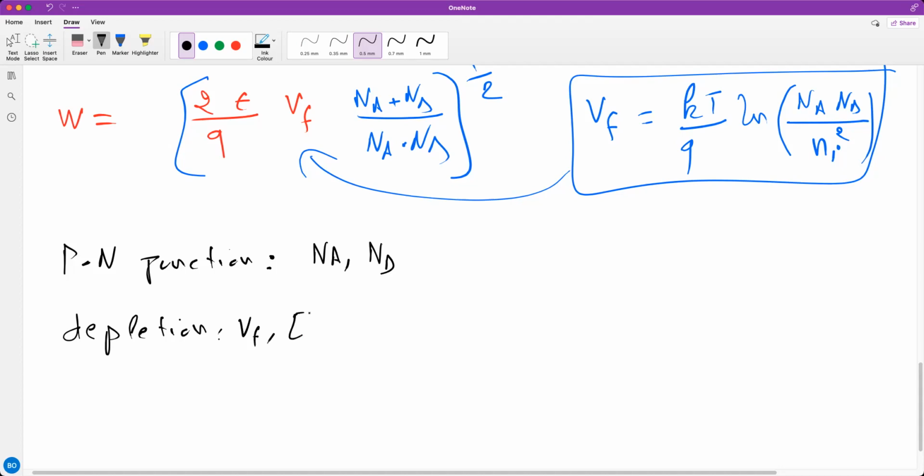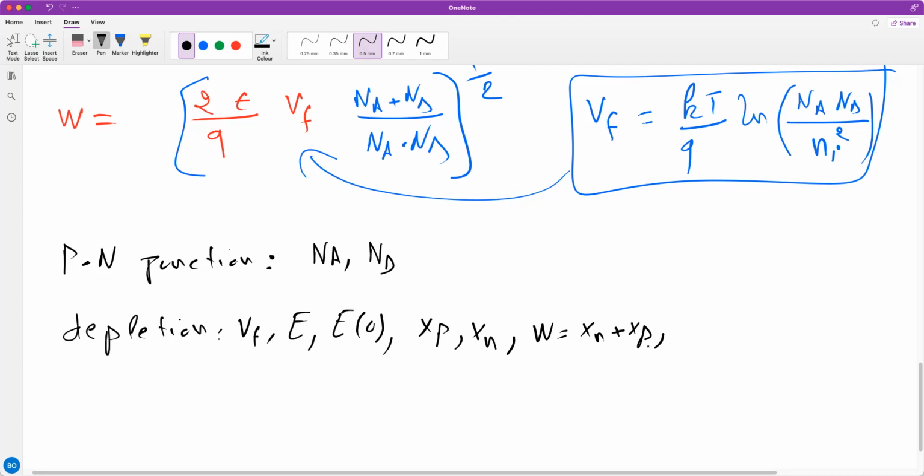What is the electric field? For example, what is the electric field at 0? What is XP, the depth of the P side? What is the depth of the N side? And what is the width, which is equal to XN plus XP? This is basically what you will be asked. The rest is just calculation.